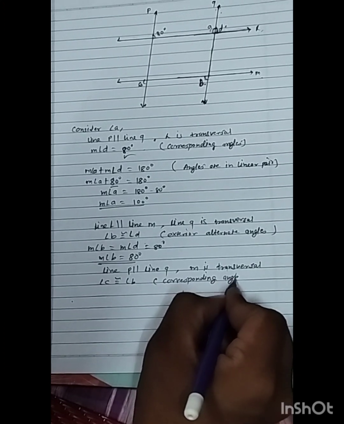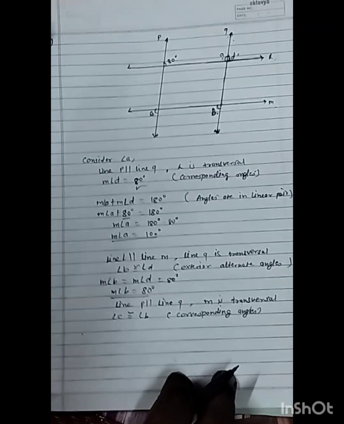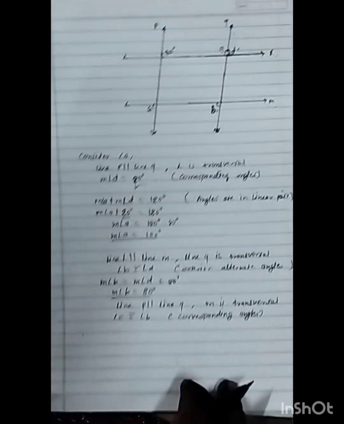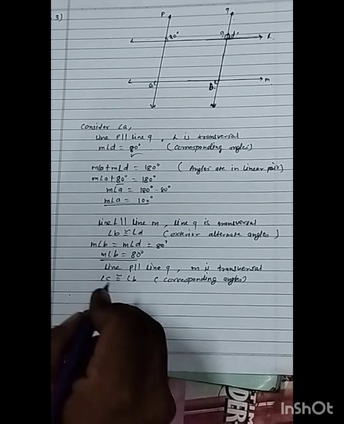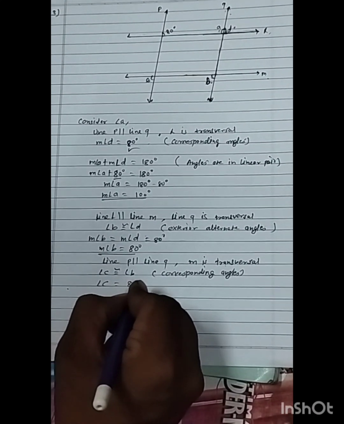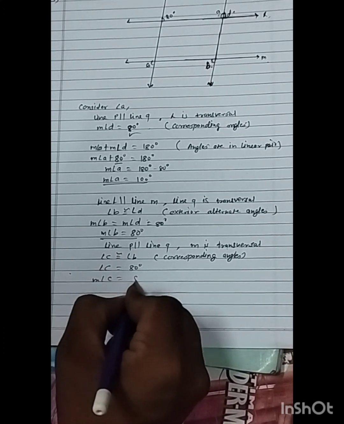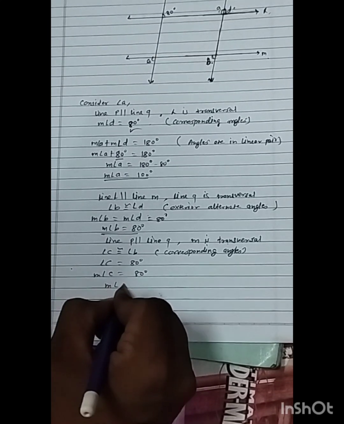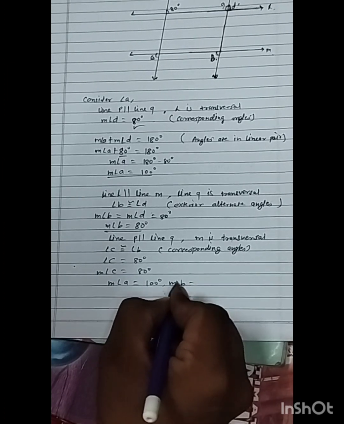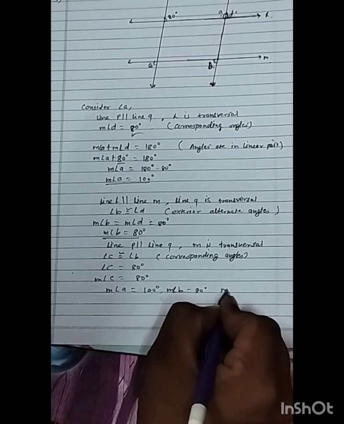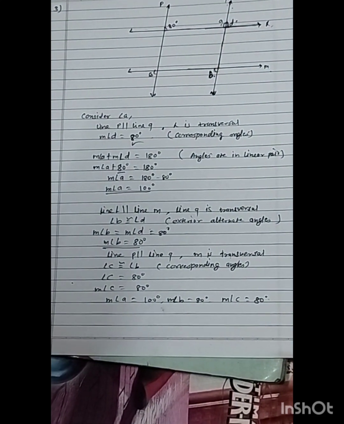So when we are going to speak about the corresponding angles, we have learned corresponding angles are always congruent. So here also we will get that same thing. Angle B we got 80 degree. So we can write measurement of angle C is equal to 80 degree. And at the end you can write measurement of angle A is 100 degree, measurement of angle B is equal to 80 degree and measurement of angle C is equal to 80 degree. So like this we have solved this second question.